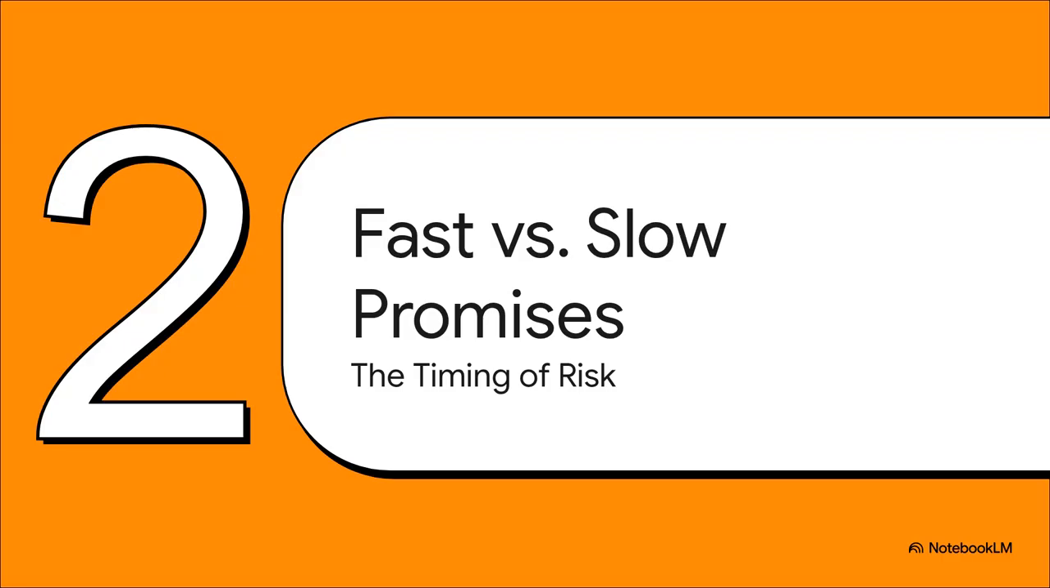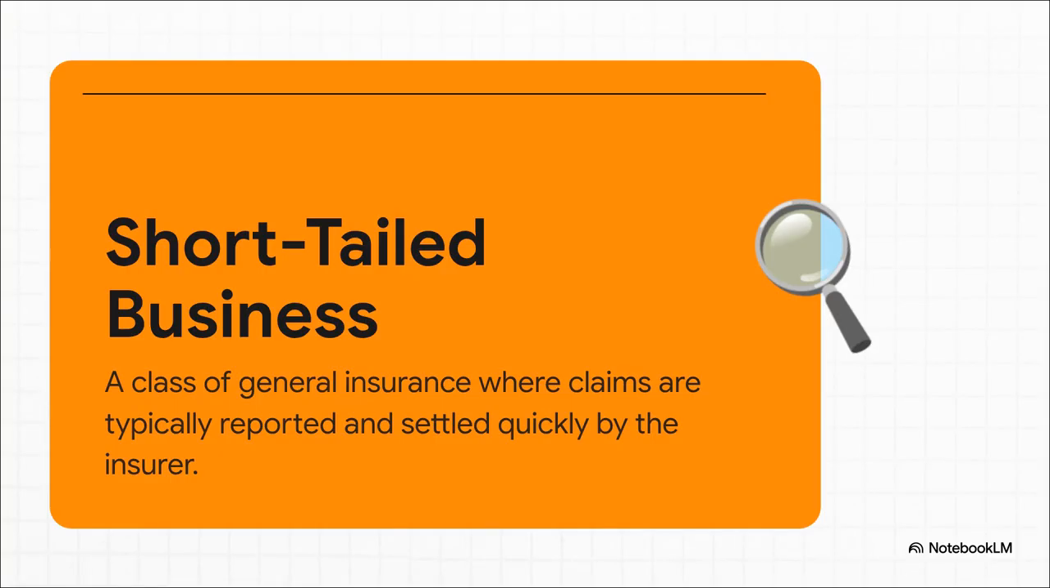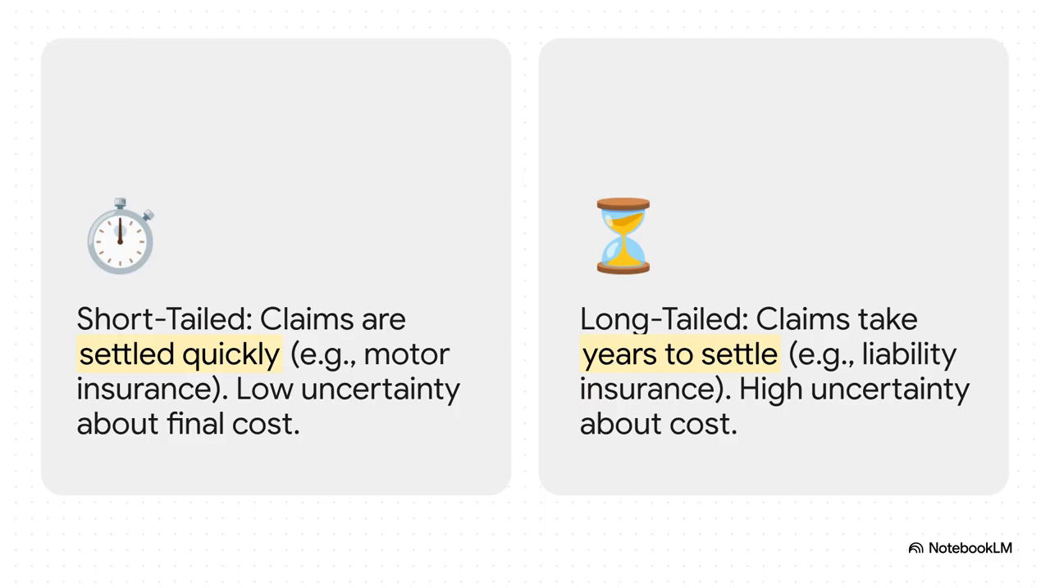So, with that framework in mind, let's grab our first tool from the toolkit. This one is all about sorting risks based on one supercritical factor: time. And that brings us to our first key concept, something called short-tailed business. It sounds a little technical, but all it really means is financial promises where the outcome is known and paid out really quickly. The best way to understand this is to see them side by side.